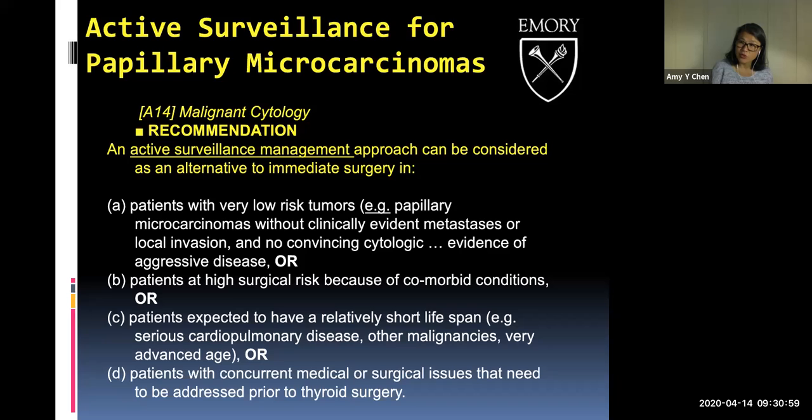However, those with high comorbidities and with bigger fish to fry, so to speak, probably should have their smaller thyroid cancer, which is less morbid and less mortal, go ahead and be observed. And those that have medical or surgical issues that need to be addressed prior to thyroid surgery, such as a concurrent, more malignant cancer process, or other sort of medical illnesses that need to be treated first.